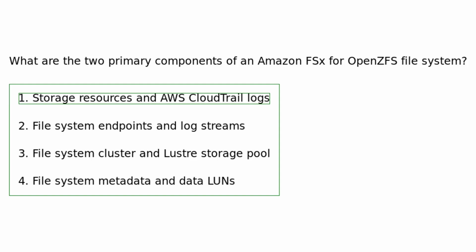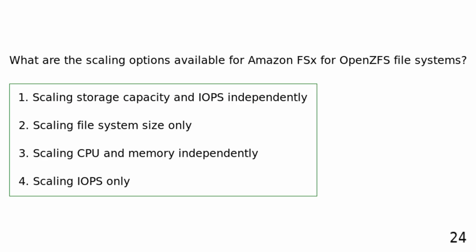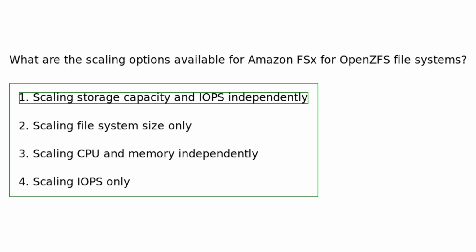What are the scaling options available for Amazon FSx for OpenZFS file systems? Scaling storage capacity and IOPS independently. Scaling file system size only. Scaling CPU and memory independently. Scaling IOPS only. Amazon FSx for OpenZFS allows you to scale storage capacity and IOPS independently, enabling you to fine-tune performance and cost based on your workload requirements.